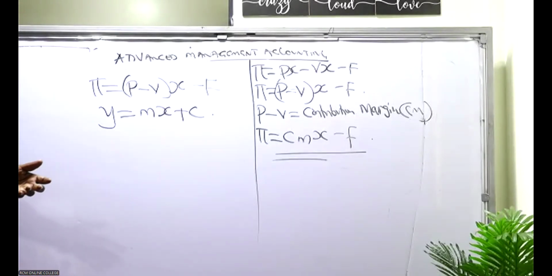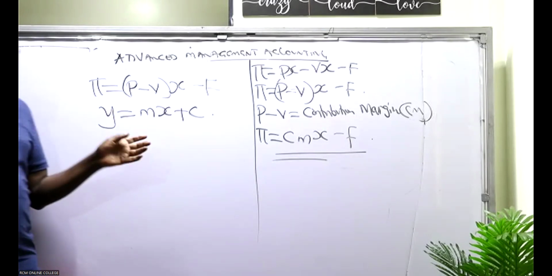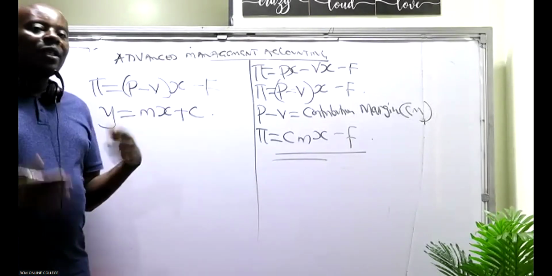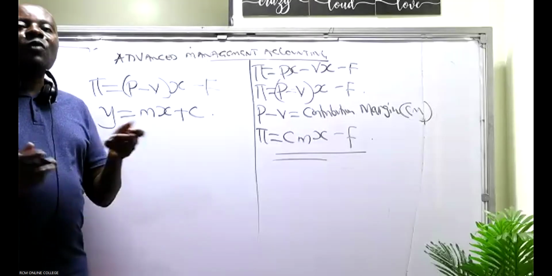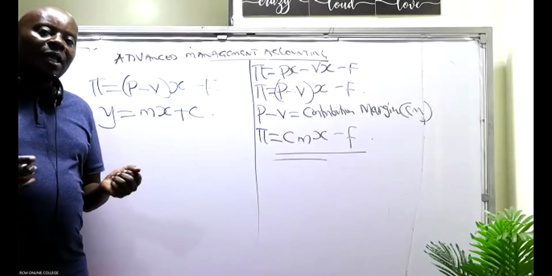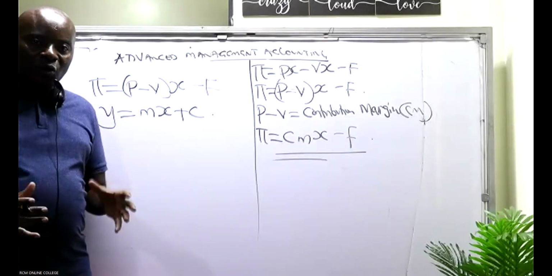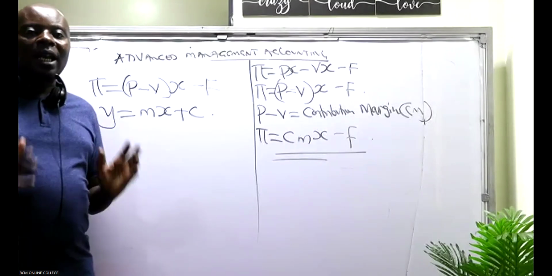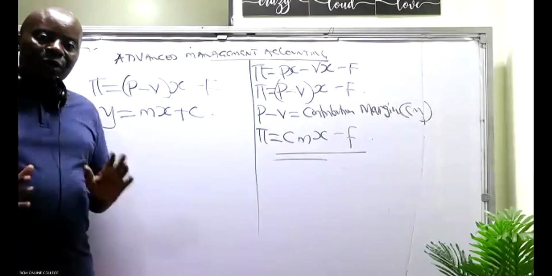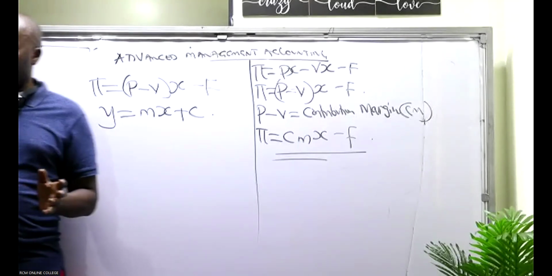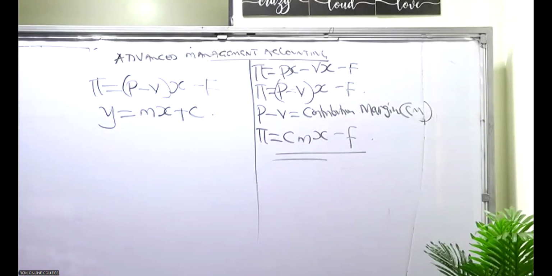So the moment you remember that, and remember for this to work, unless you have what we call a constant sales mix, as we shall be seeing. Otherwise, ladies and gentlemen, CVP can only analyze organizations that are producing a single homogeneous product. A single homogeneous product.